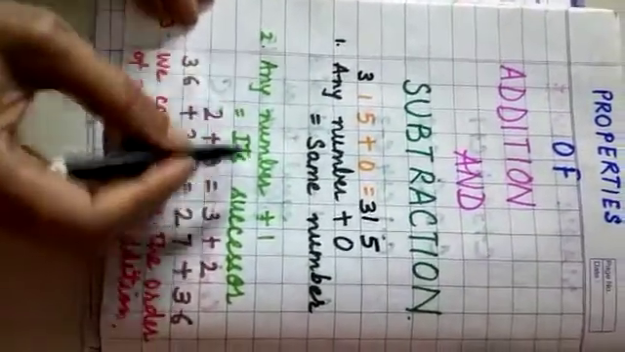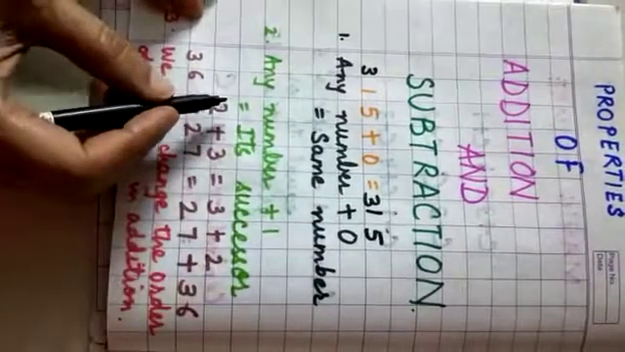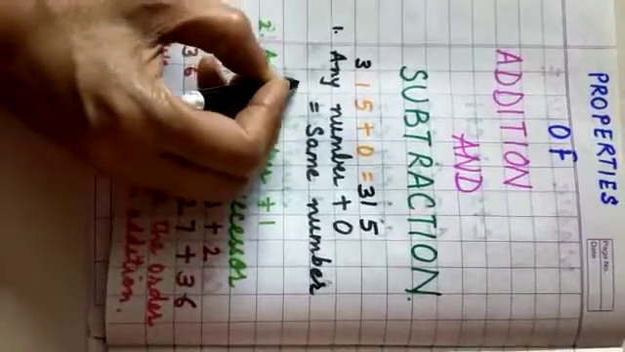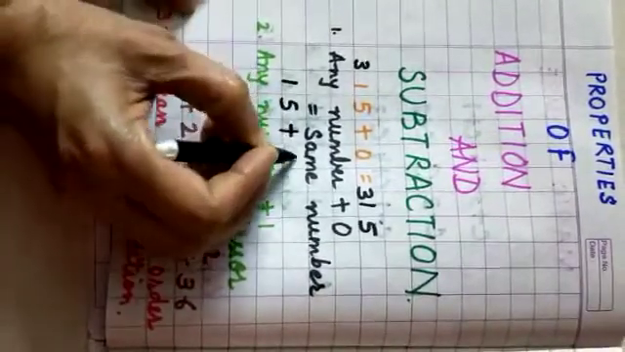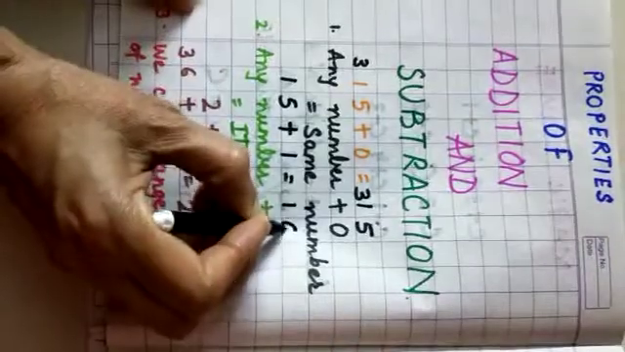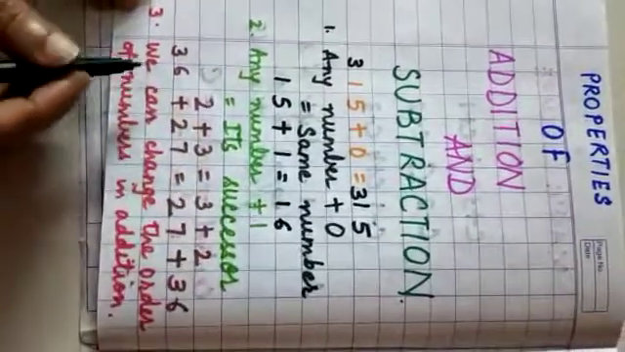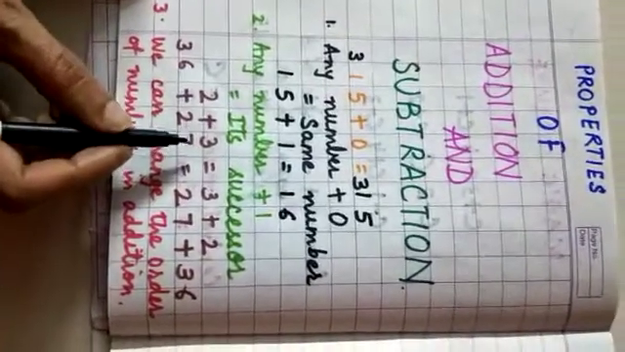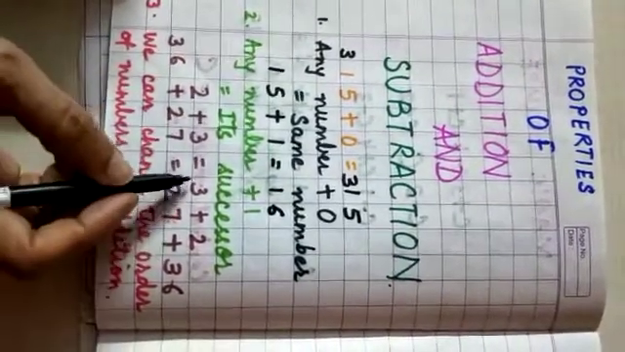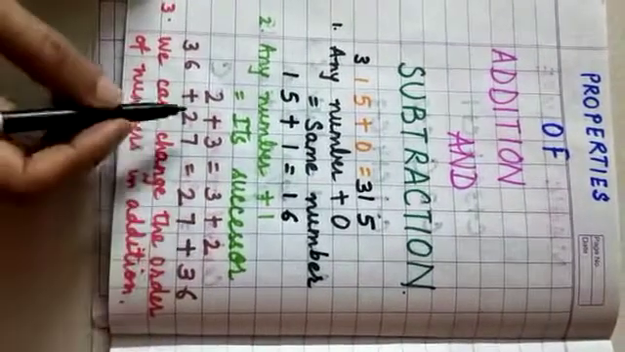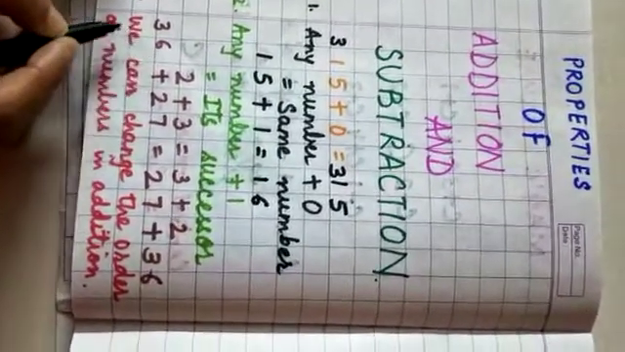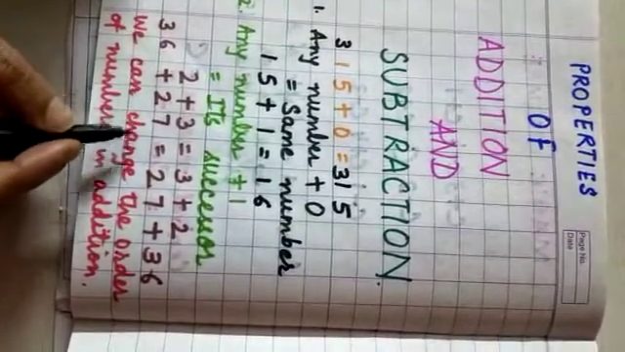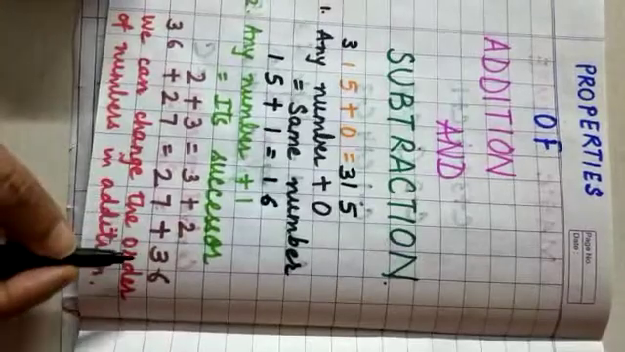Next, any number plus 1 is its successor. If I write 15 plus 1 is equal to 16, which is its successor. The third property is 2 plus 3 is 5 and 3 plus 2 is 5. This means we can change the order of numbers in addition. 36 plus 27 is the same as 27 plus 36.